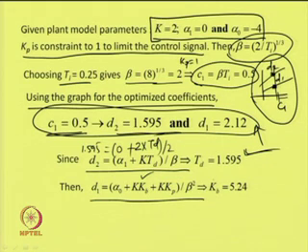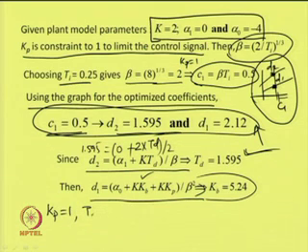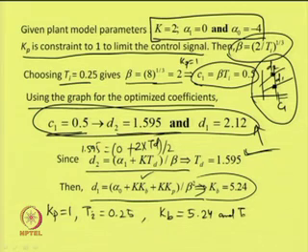Similarly, D1 is estimated from the expression alpha 0 plus k kb plus k kp upon beta square is equal to, that gives us kb equal to 5.24. Thus, the design values of the PIPD controller are obtained as Kp equal to 1, Ti equal to 0.25, Kb equal to 5.24 and Td equal to 1.595.